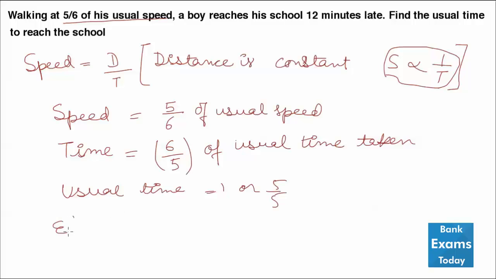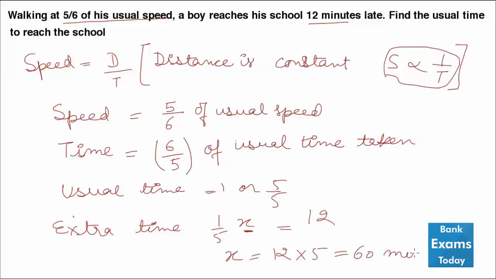So what is the extra time he's taking? Extra time is 1/5 of usual time, and for that extra time, he's taking 12 minutes extra. So 1/5 of usual time, we take x as usual time taken, 1/5 of usual time is 12 minutes. And the usual time comes out to be 12 multiplied by 5, so that is 60 minutes or 1 hour. So 60 minutes is our answer. The boy usually takes 60 minutes to reach his school, and that is our answer.